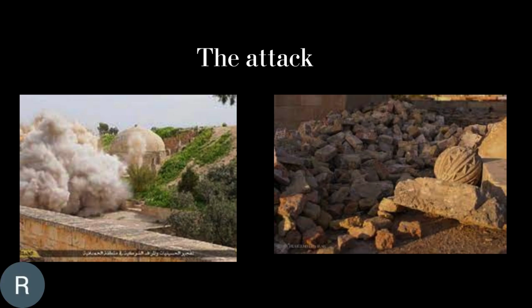On March 19th of 2015, ISIS planted their explosive devices on the site of the Mar Behnam Monastery and blew it up. The picture on the left is of the newscast of the building during the attack, and on the right it shows directly after and how much damage it caused to the monastery.